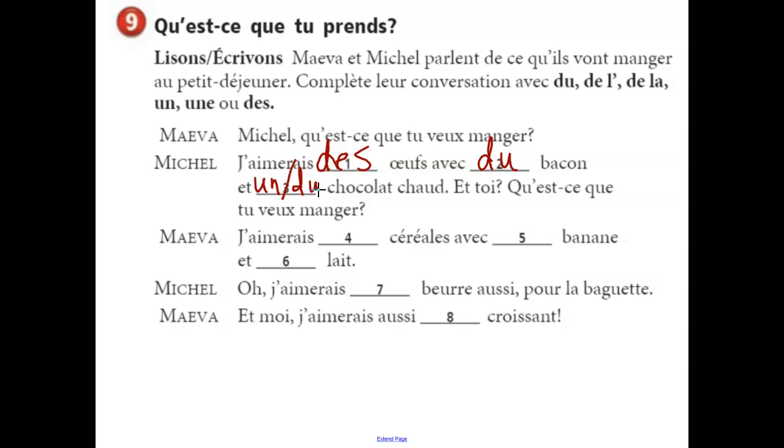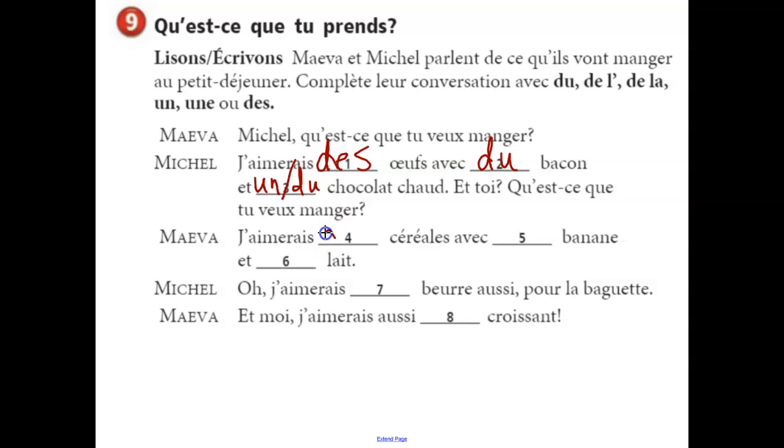So this sentence means I would like, j'aimerais is the same thing as je voudrais, I would like. So I would like some eggs, we use des because eggs is plural. With some bacon, we use du because bacon is singular, there's no S at the end, but we would say "some." Now you could either say a hot chocolate, as in a cup of hot chocolate, or some hot chocolate. So that's why I said that for number 3, either un or du could work. Et toi, qu'est-ce que tu veux manger? And you, what do you want to eat?